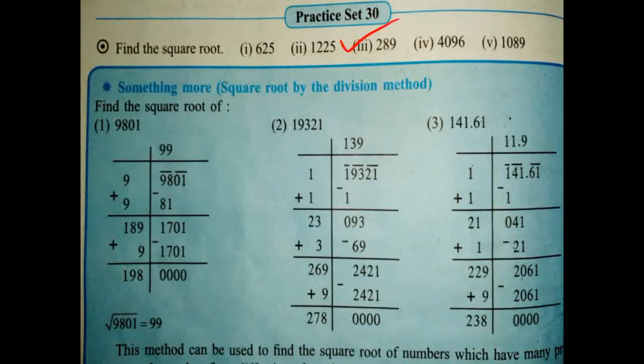Next, 289. The number 289 is directly going 17 table. It is not divisible by any odd number except 17. It is not divisible by 3, 5, 7, 9, 11 and 15. So directly it is going 17 table.